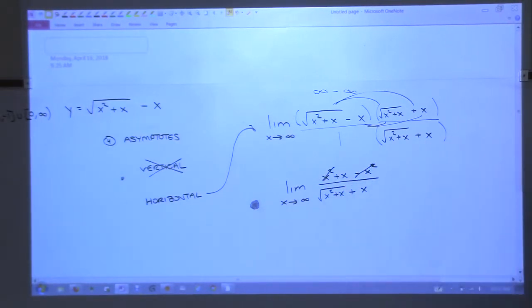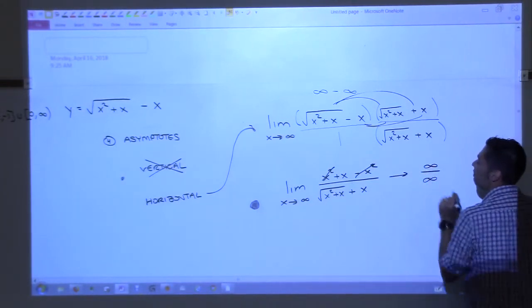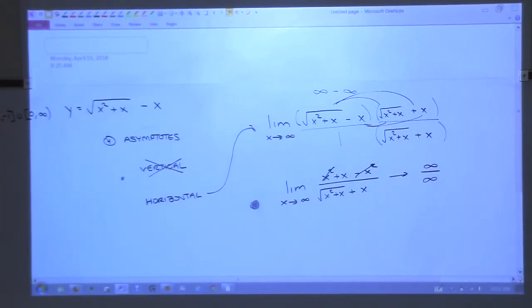So now what does our limit look like now? Infinity over infinity this time. L'Hopital. L'Hopital, right?